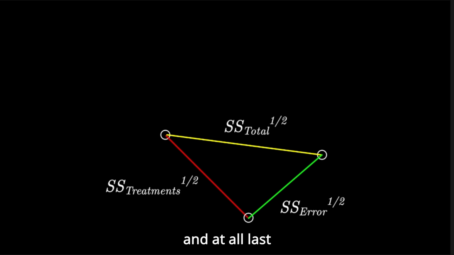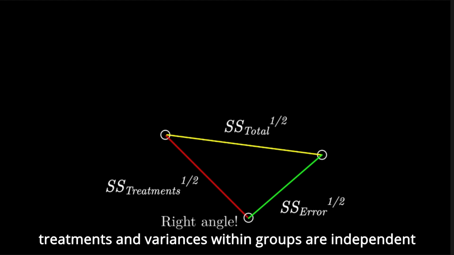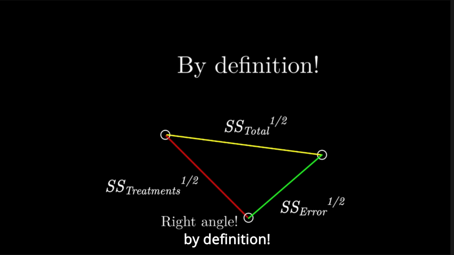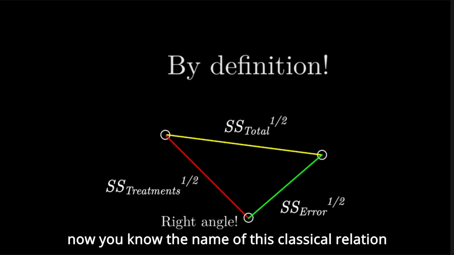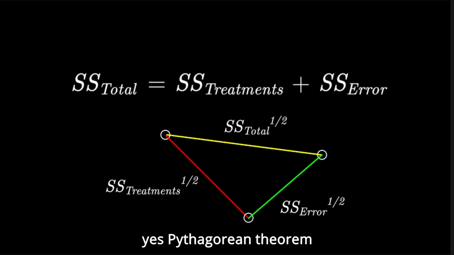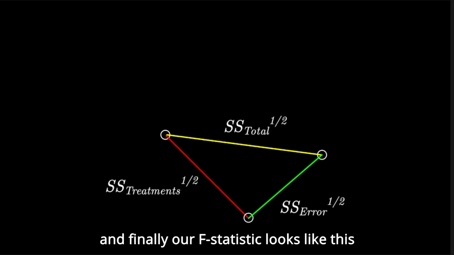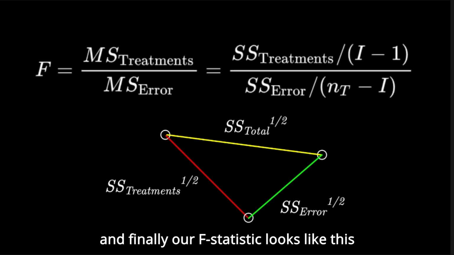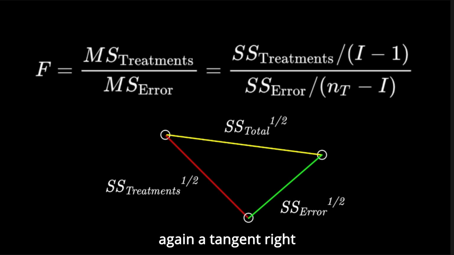And at last, this is a right angle. Why? Treatments and variances within groups are independent by definition. Now you know the name of this classical relation. Yes, Pythagorean theorem. And finally, our F statistic looks like this. Again, a tangent, right? Or maybe a square of a tangent.